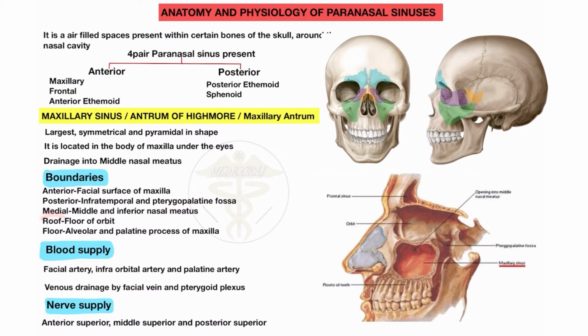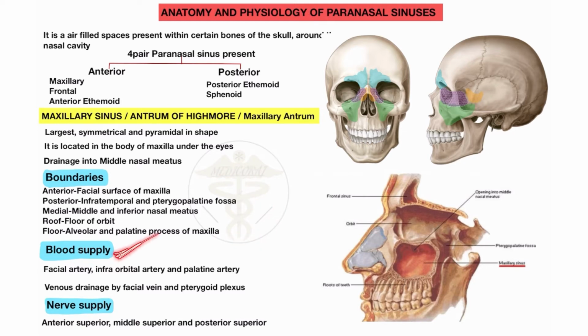Third is the medial boundary. The medial boundary is formed by the middle and inferior nasal meatus of the nose, which are present medially. The roof of the maxillary sinus is formed by the floor of the orbit. This is the orbit, meaning the eye. So the roof is formed by the floor of the orbit, and the floor of the sinus is formed by the alveolar and palatine process of the maxilla. So these are the boundaries of the maxillary sinus.